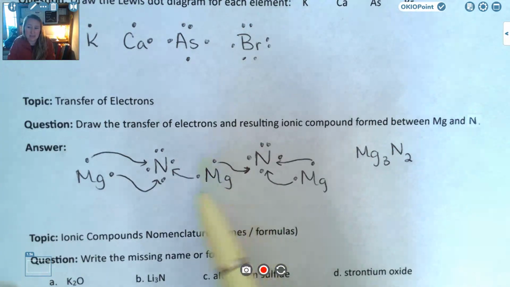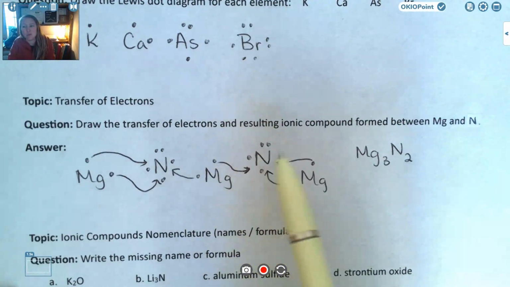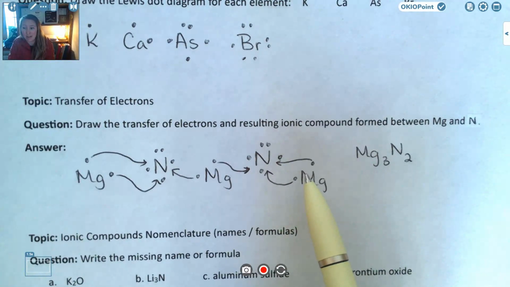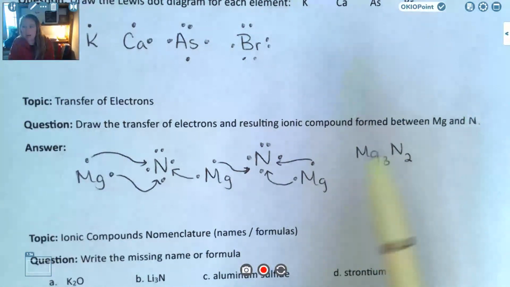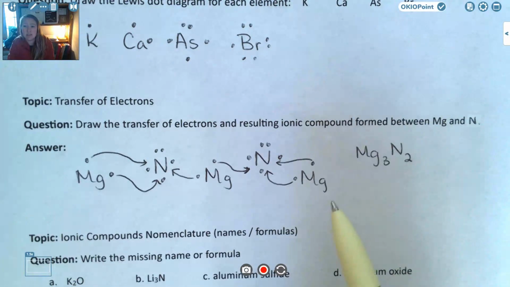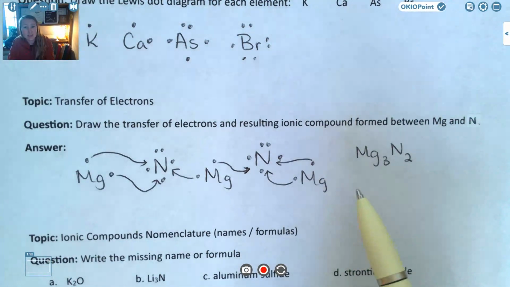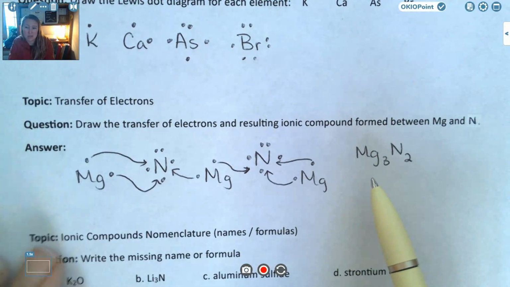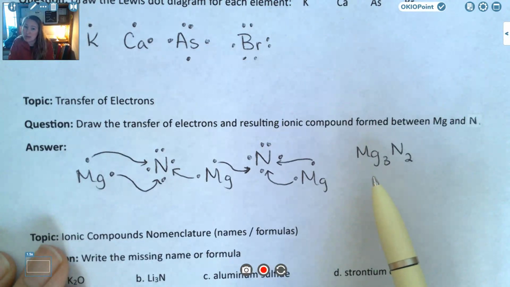So another magnesium comes in, that one has an extra, so another nitrogen comes in, and then another magnesium needs to come in after that. And then have them write their formula there. This is a great one to do before we talk about the easier way to write formulas where we look at their charges based off of where they are on the periodic table, swap and drop. So this is a great one to be like, this is time consuming, but here's a better way to figure this out.